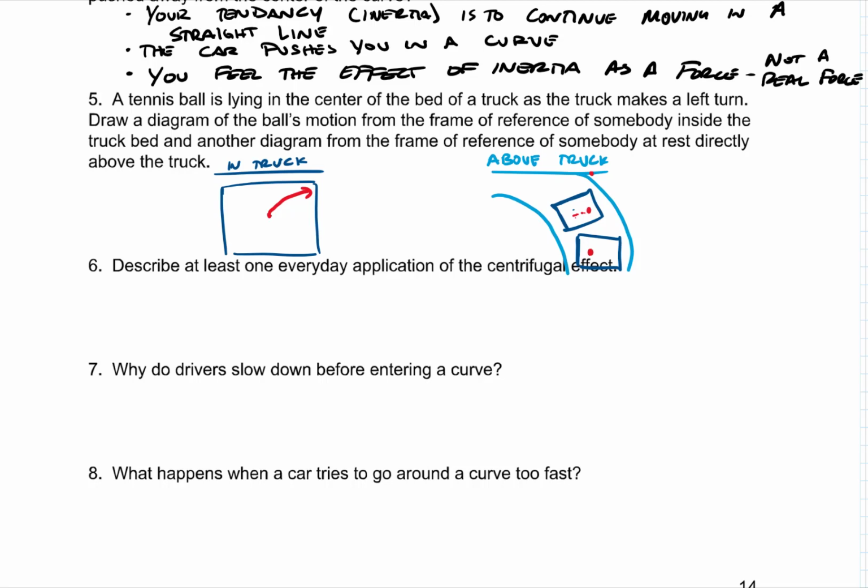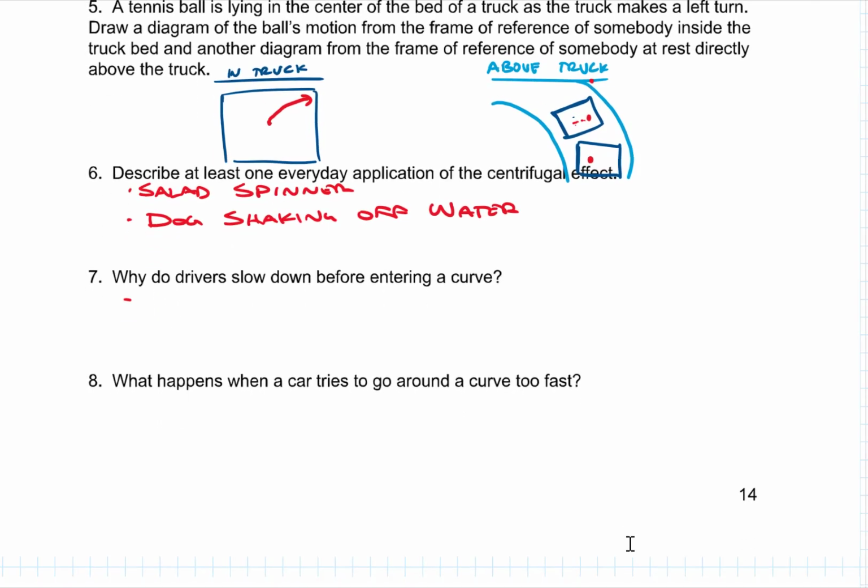One everyday application of the centrifugal effect, that's things tending to be thrown to the outside because they're still going in a straight line direction. It may not be your everyday, but a salad spinner, or maybe a dog shaking water off of himself or herself. Those are all things that we see happening with the centrifugal effect.